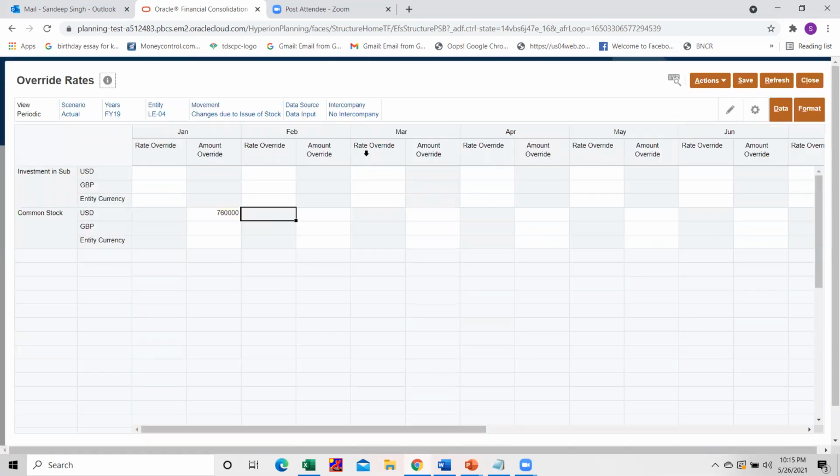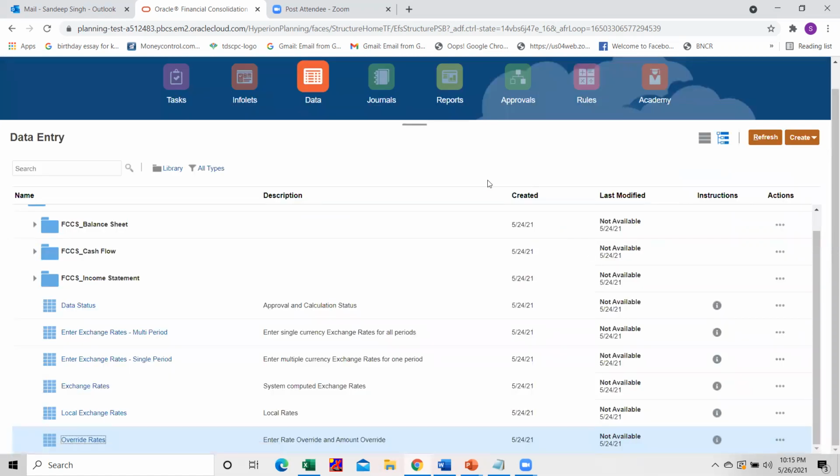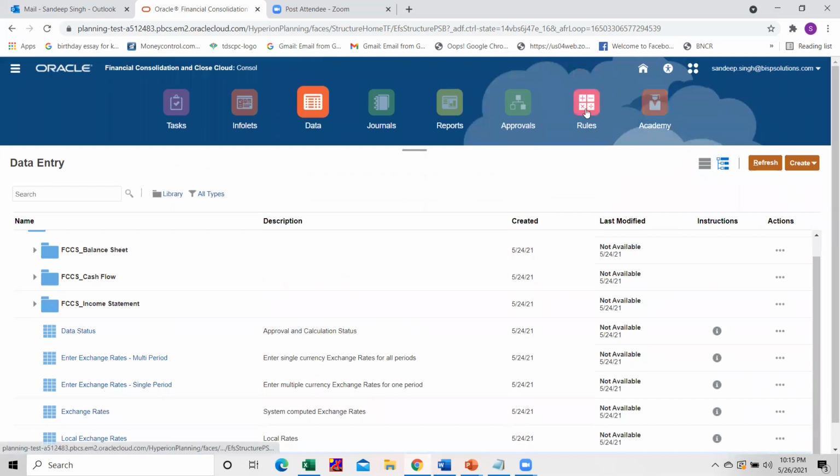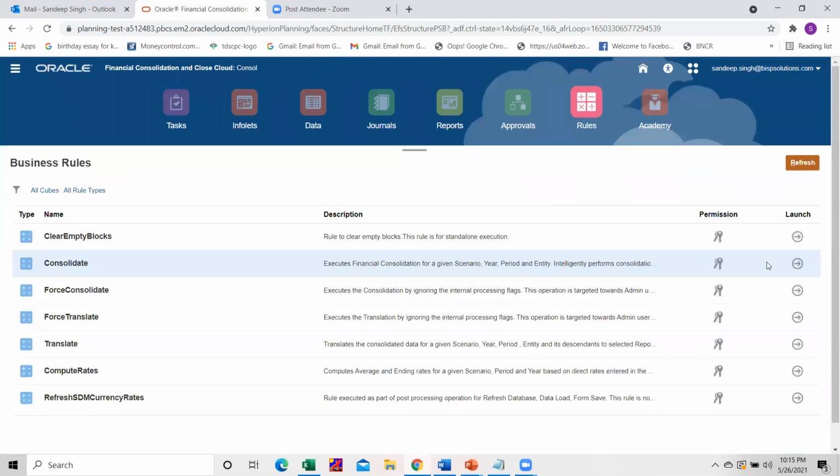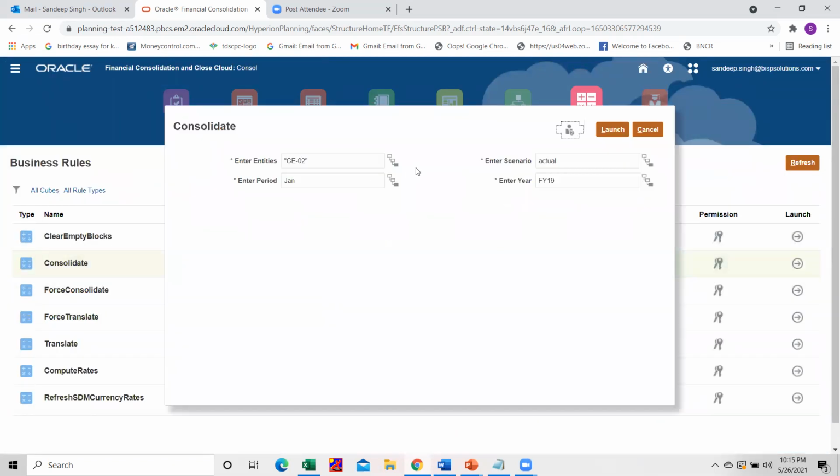So the historical rate is saved, then you need to close, and you need to run the rule of consolidation. I am running the rule of consolidation. This is my consolidated entity. My scenario is actual, where it pertains to Jan. Year is FY19. Now launch.